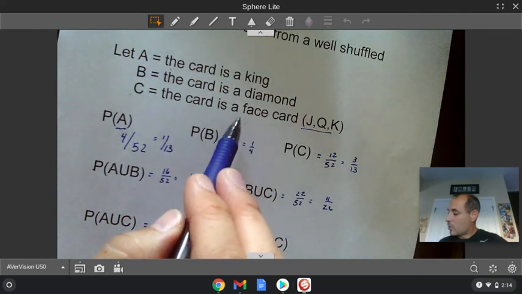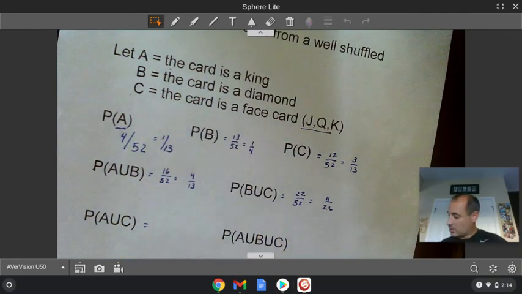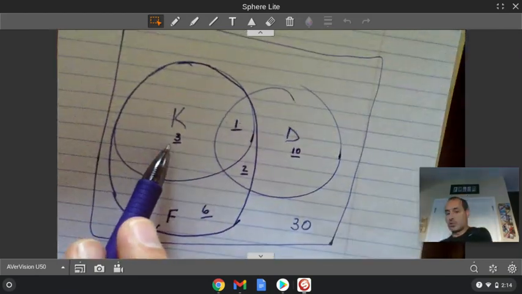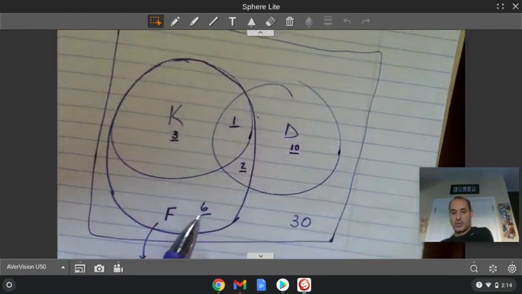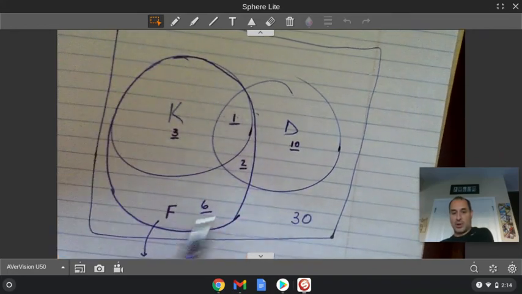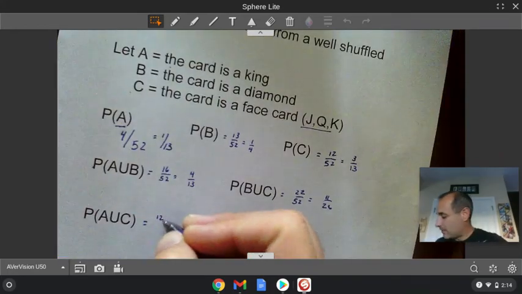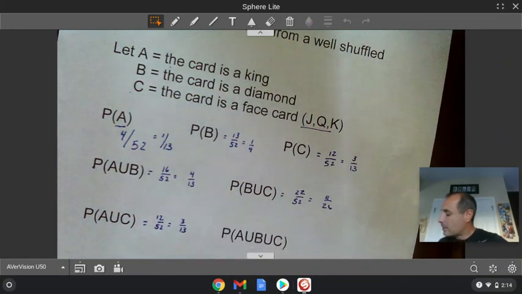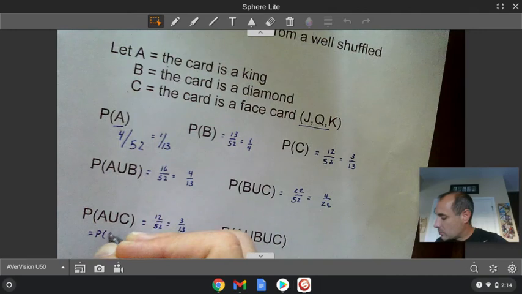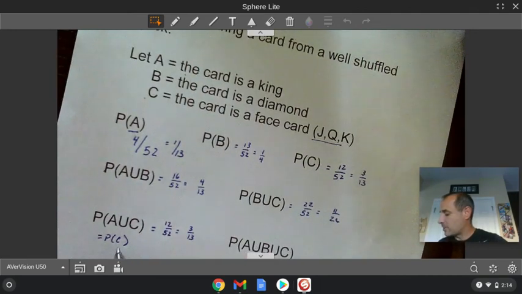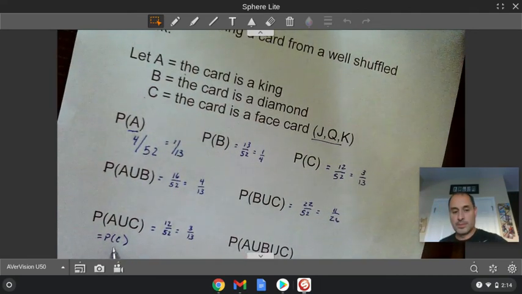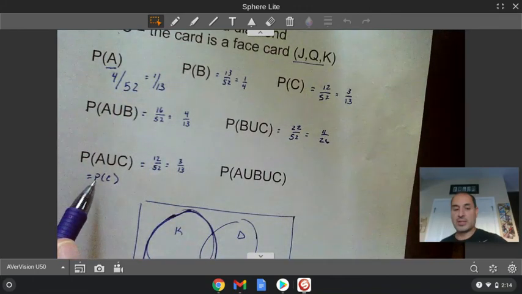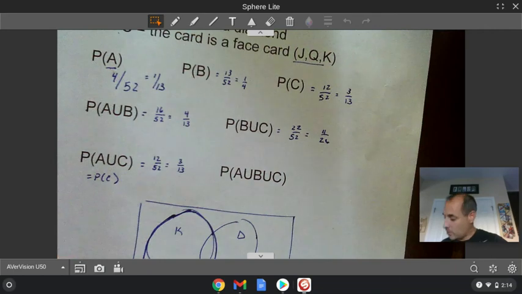King or a face card. Oh, I think I did that one wrong. No, king or a face card. King or a face card is 3, 4, 5, 6, 12. King or a face card, 12 out of 52, which is just 3/13 again. Now, by the way, you might look and say, Mr. Russo, that's the same thing as the probability the card's a face card. The probability the card is a king or a face card is the same as the probability the card is a face card. Well, of course it is.